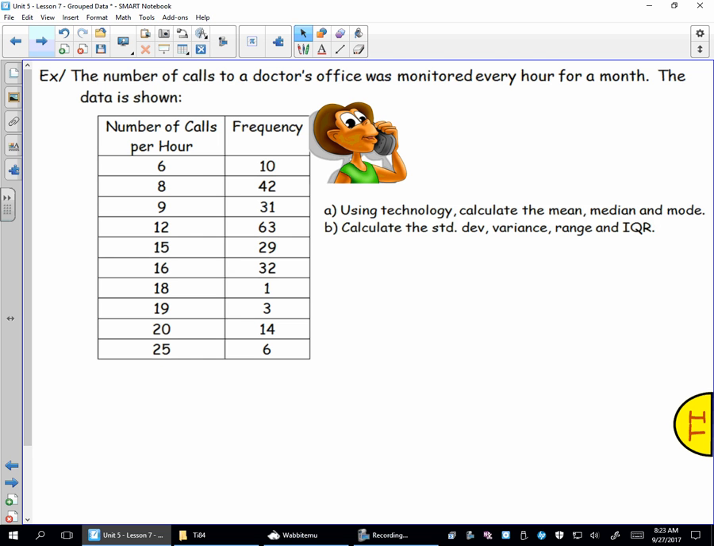So during an hour, they received 6 phone calls 10 times. So we could write out 6 and 6 and 6 and 6 and 6 and write out 10 times. Then we had 42 8s. We could write them all out, but we know this table is faster. To do our technology way, this is our new thing for today.